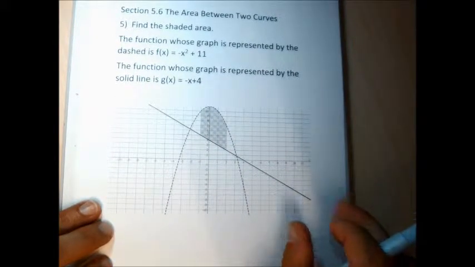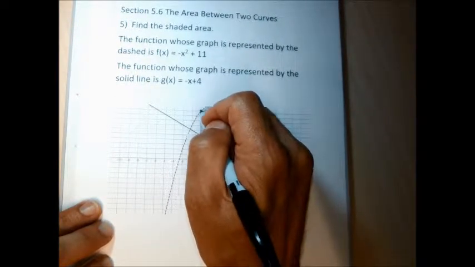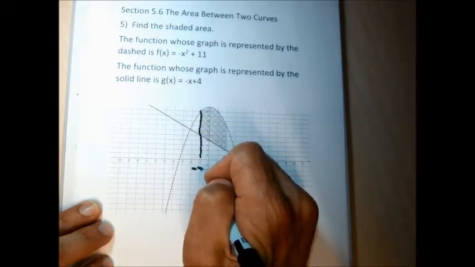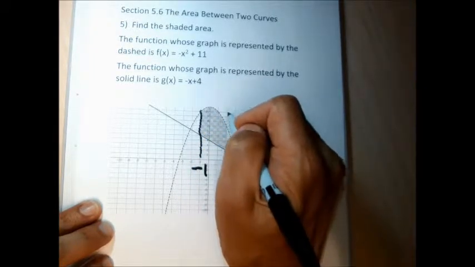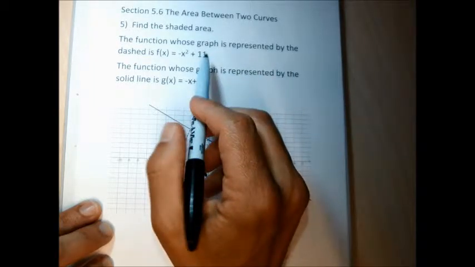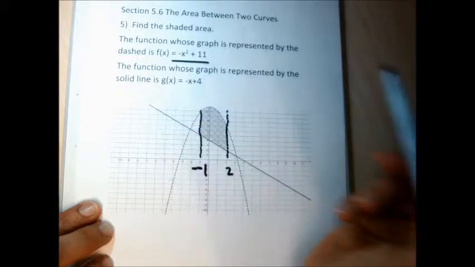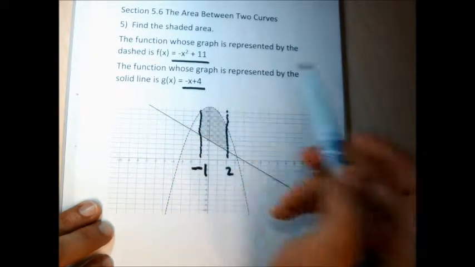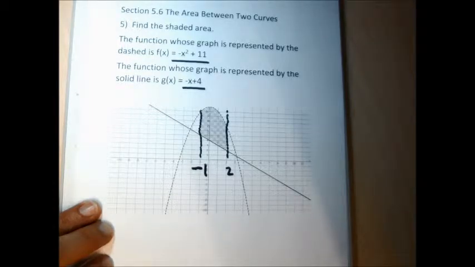Okay, just in case you can't see, for your number 5, on this graph the shading starts at x equal to negative 1, and the shading ends at x equal to 2. The top function is the dashed line, which is negative x squared plus 11. The bottom function is the solid line, which is negative x plus 4. So you're just going to do the proper integration there to get your answer.